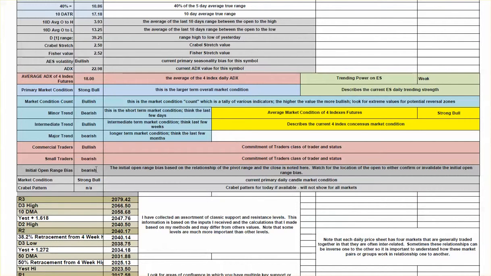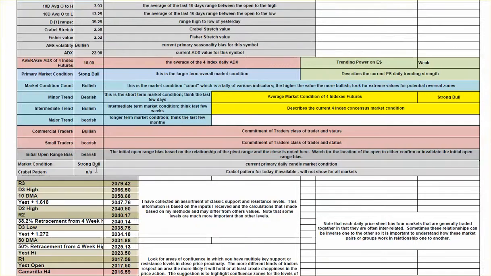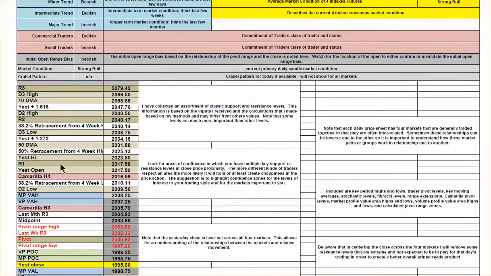Now obviously this can be trumped by an overnight gap repositioning relative to the day's pivot. So again, those of you who are followers of the open range theories will understand what that means. So then we get into, if a Crabel pattern is available for a particular market, I'll mention that there.